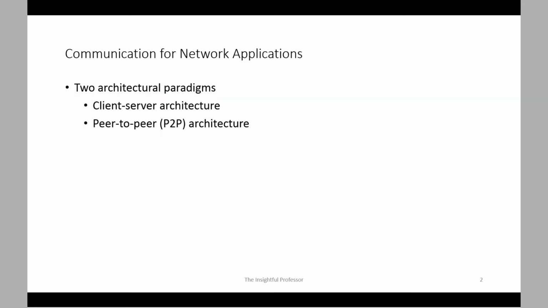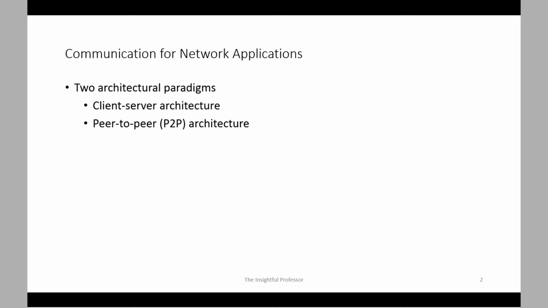Modern network applications follow one of two common approaches when two machines must communicate with one another. Each of these approaches has different types of applications for which they're well suited. The two approaches that I'm thinking of here are client-server architecture and peer-to-peer architecture. In our discussion in this video, we'll be focusing on the client-server architecture.